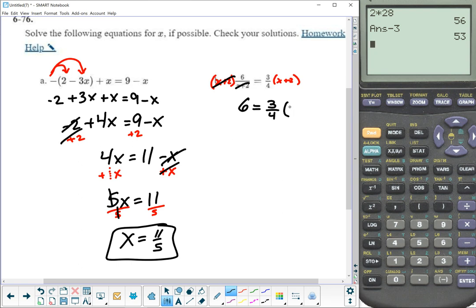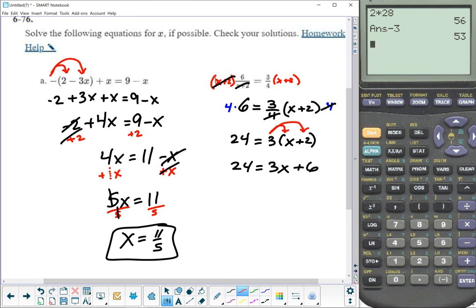3/4 times X plus 2. Okay, what I'm going to do next is I'm going to go ahead and multiply both sides by 4. Okay, and what's going to happen is the 4 on the bottom is going to cancel with the 4 on top. So at the end of the day, I will get 24 equals 3 times X plus 2. Right? And 3 times X plus 2 is 3X plus 6, because that 3 is going to distribute to the X and it's going to distribute to the 2.